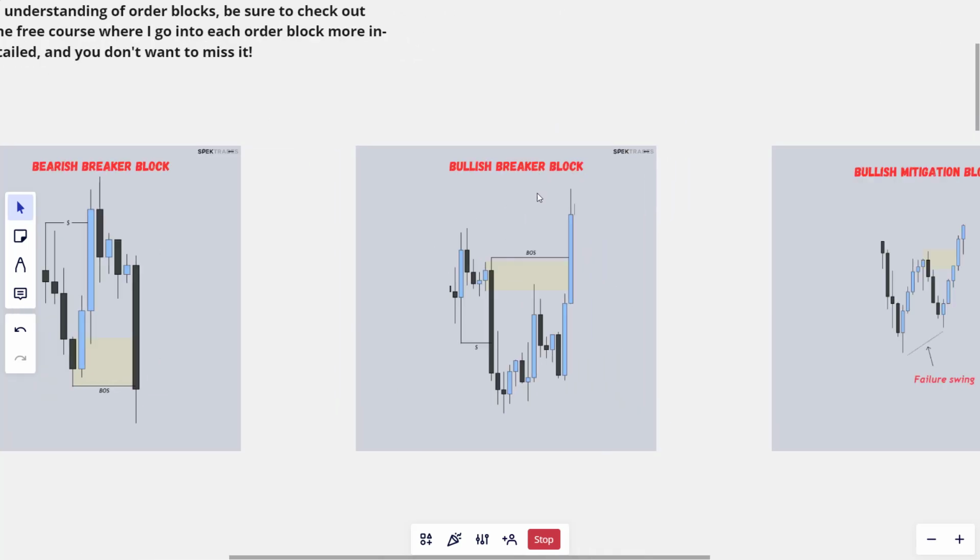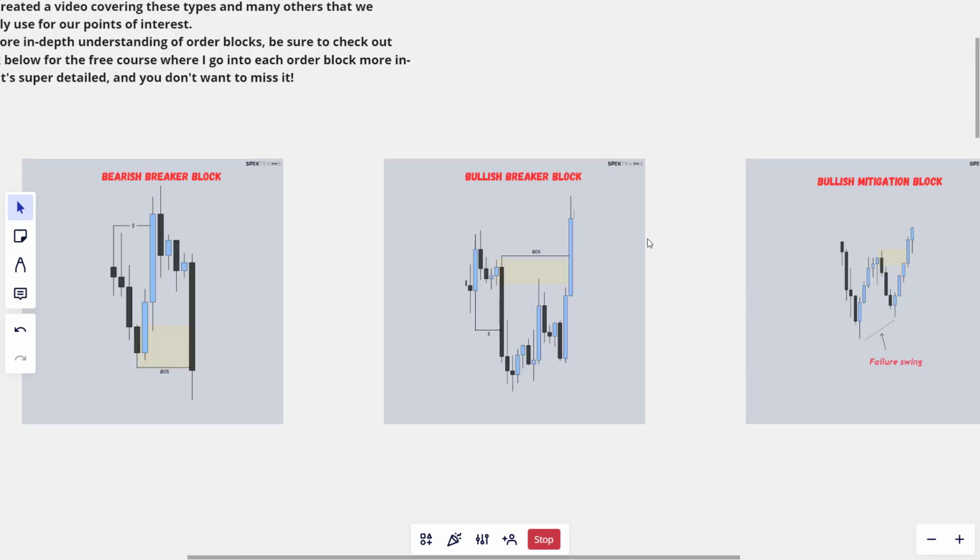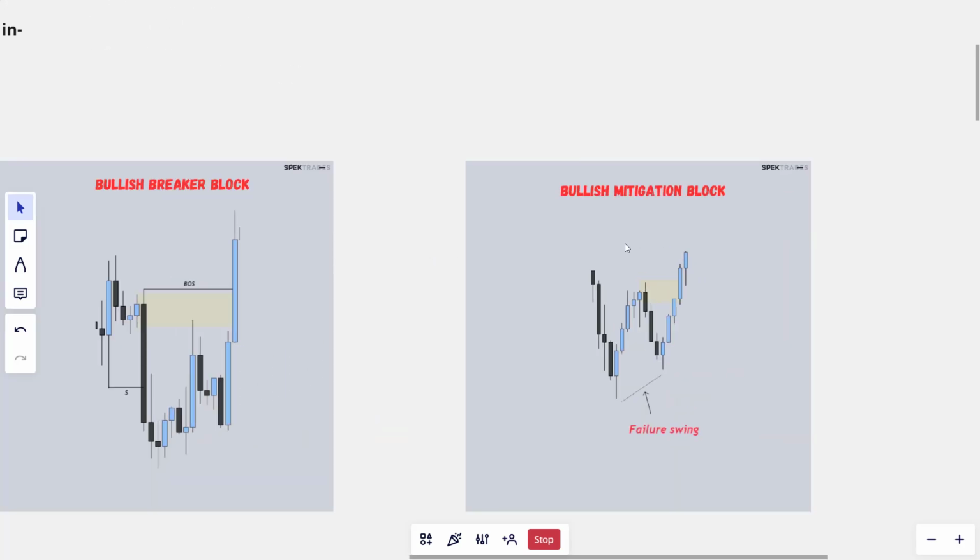And then here is a bullish breaker block. So, the last bullish candlestick that did the liquidity sweep before price purged through it. And then right here is our mitigation block. So this is a failure swing. This last bullish candlestick failed to push price lower and create a lower low, but was used to just push price higher. So right here is our bullish mitigation block.